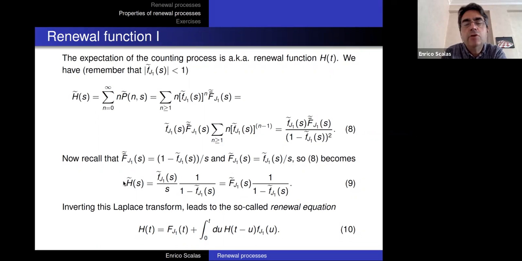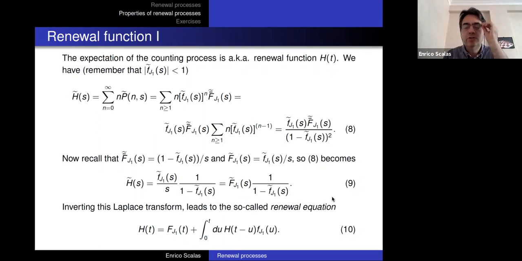And if you invert this equation, you multiply everything by 1 minus the Laplace transform of the density, and you get this integral equation, the so-called renewal equation for the renewal function, equation 10.